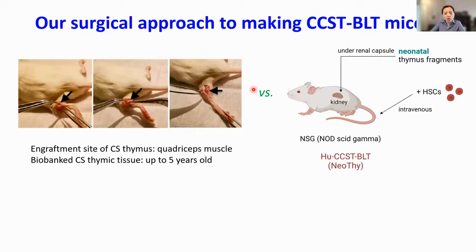Before diving into the results, I would like to mention that in our study, the engraftment site of cardiac surgery thymus is the quadriceps muscle, because our previous attempt at implanting the tissue under the kidney capsule, as was done in the BLT model, proved repeatedly unsuccessful. I would also like to say that we have been able to use biobank cardiac surgery thymic tissue from donors up to 5 years old, as opposed to the 10-day-old donors, as in the case of the BLT model.